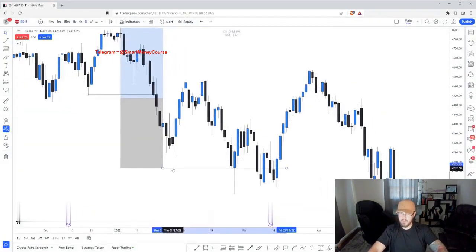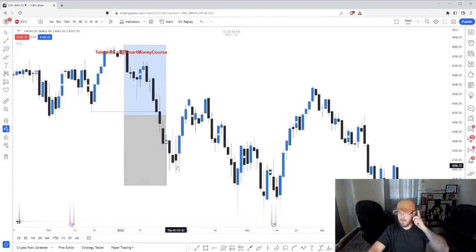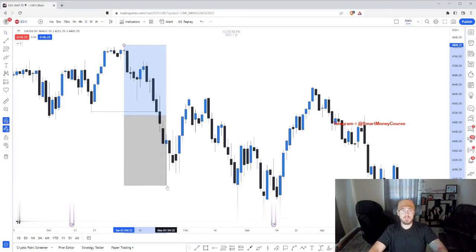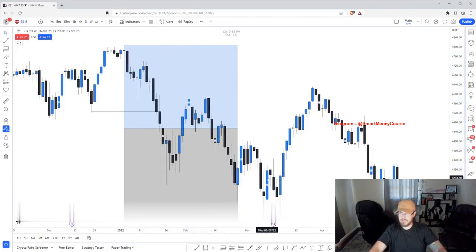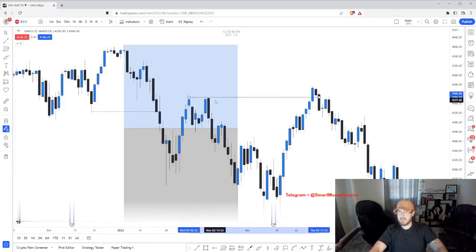So when we want to map external structure or any structure, we want to require displacement. Not only candle closes, and this is where it gets discretionary. This is just how I do it. But that to me is not displacement. This is just consolidation. So then I'm going to add all of this as one level. And now look what happens. Price comes up, takes out the equal highs in a premium.